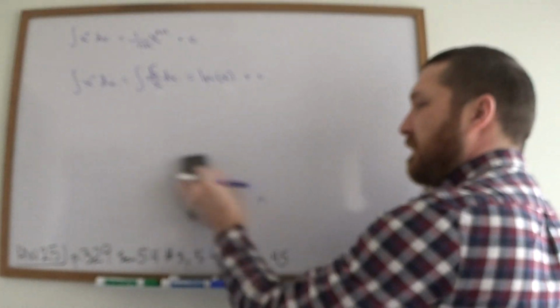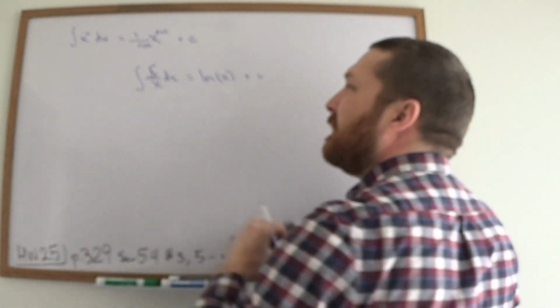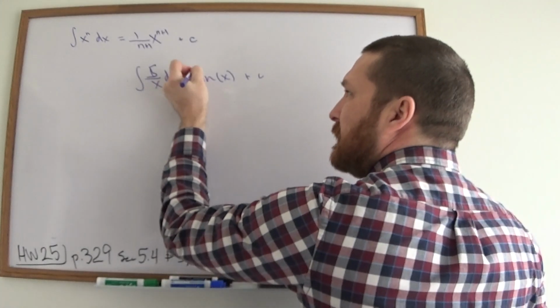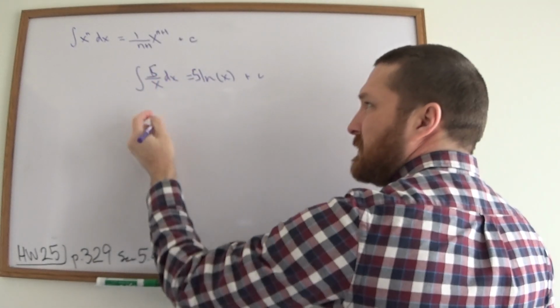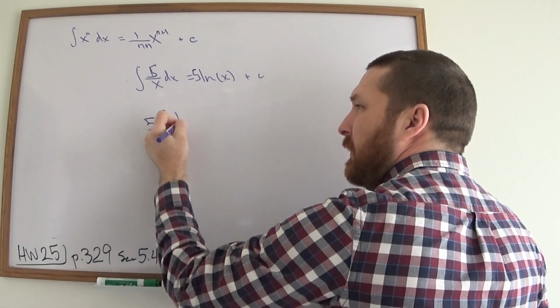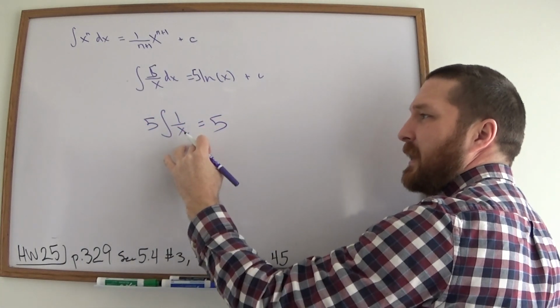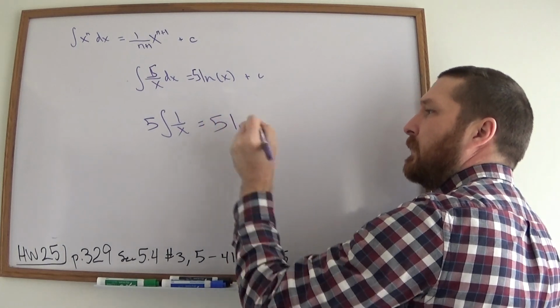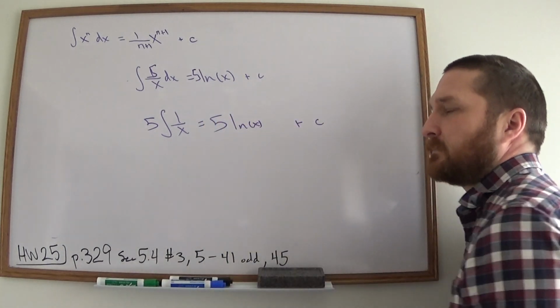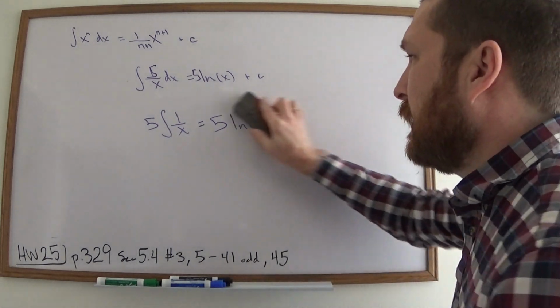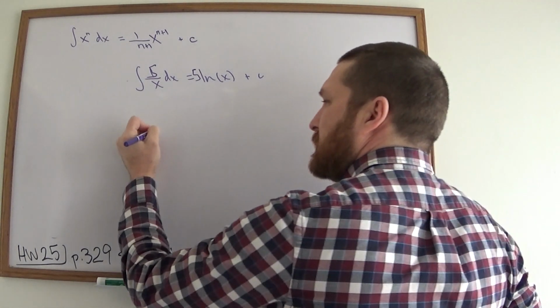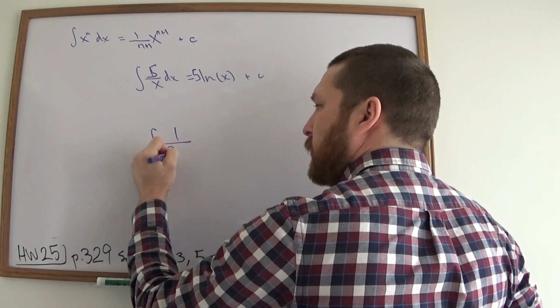What would it be if it's 5 over x? 5 times log of x. Because you'd say, hold up, there's a constant there, so I'm going to pull that out and then integrate that. It's going to be 5 times whatever that is, which is log, and then finally plus a constant. And I think you have this in your homework.